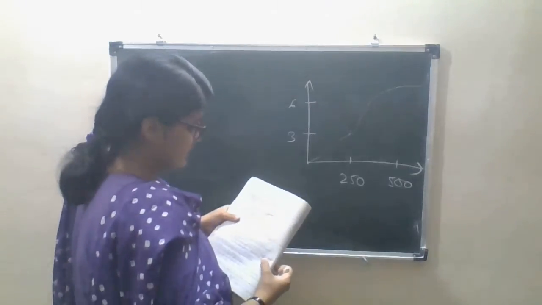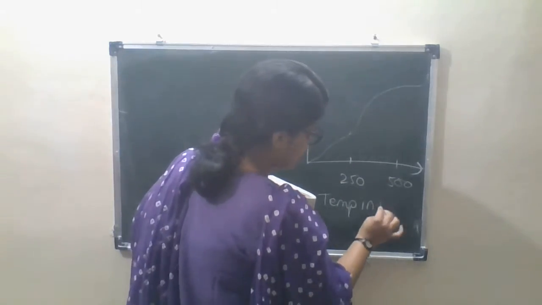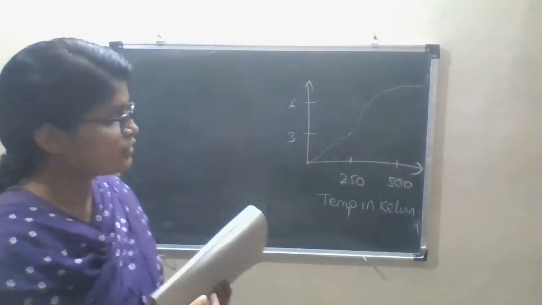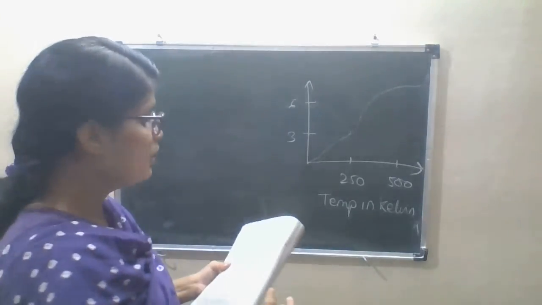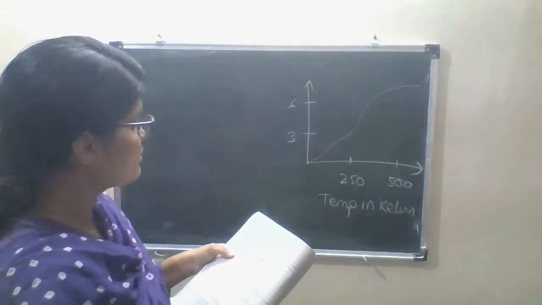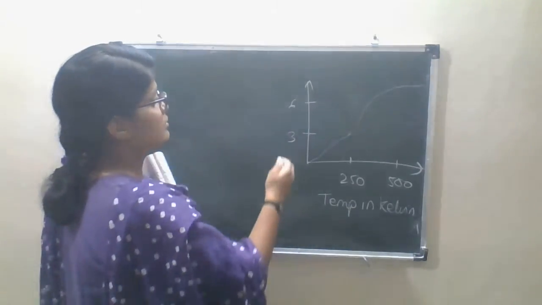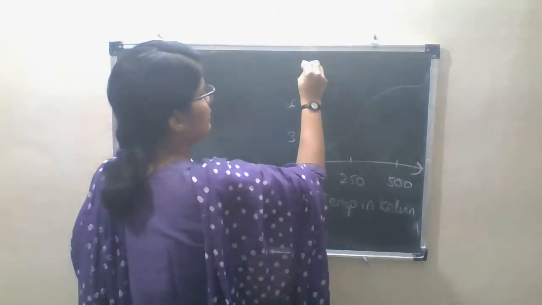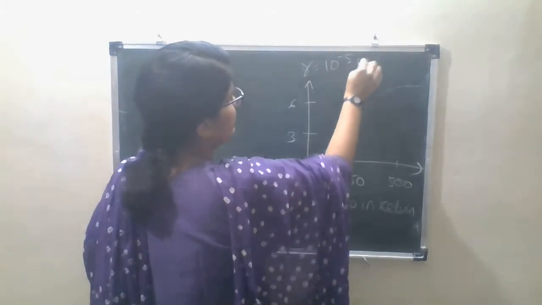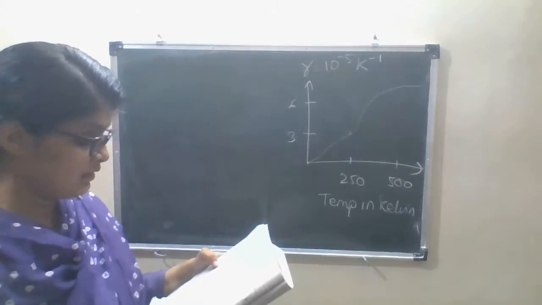On the x-axis it is the temperature. Why are we writing the temperature? Because this is the temperature in Kelvin. Why have we chosen this on the x-axis? Because temperature is the only cause for the change in the respective areas. And on the y-axis, gamma is in 10 to the power minus 5 Kelvin inverse. These values, 3 and 6, are in that range.